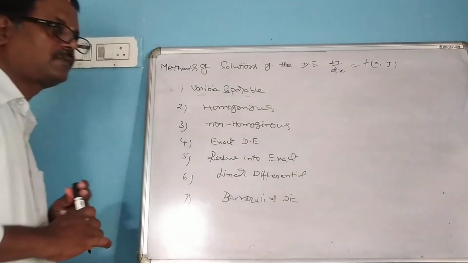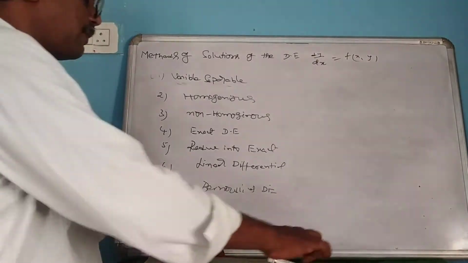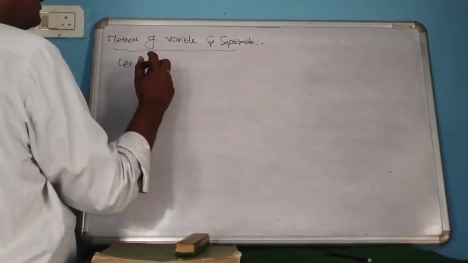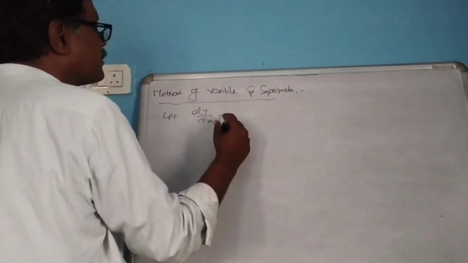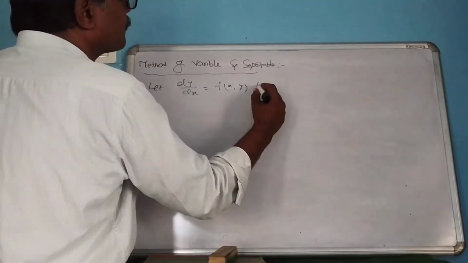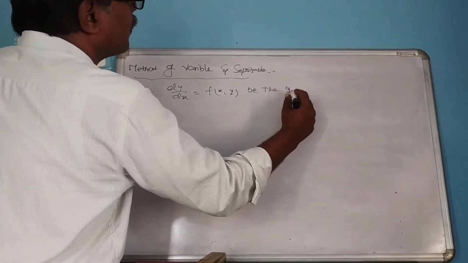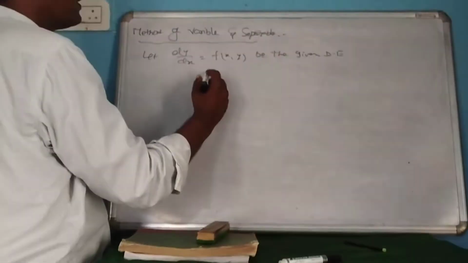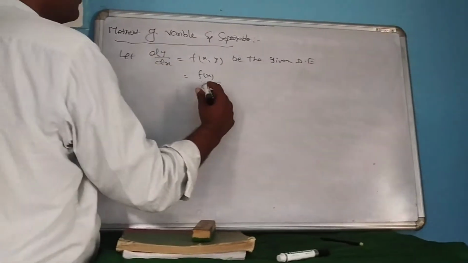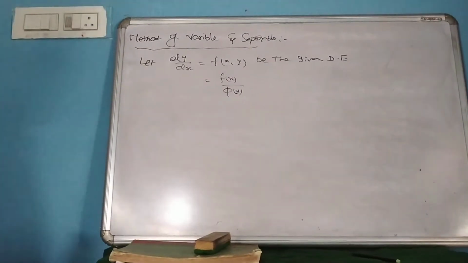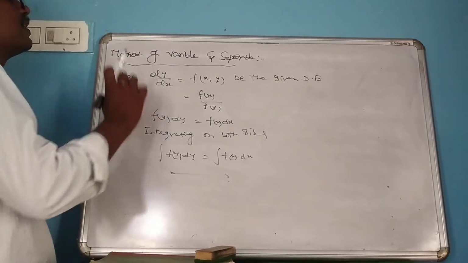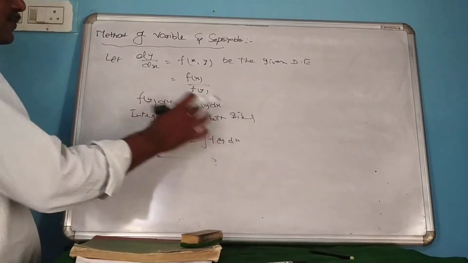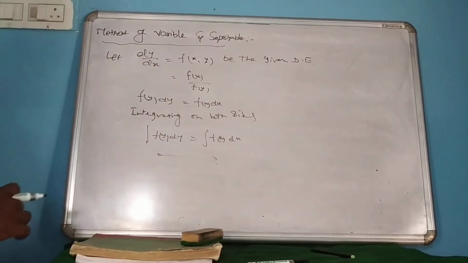First method. What is meant by variable and separable method? Let dy by dx is equal to f of x, y be the given differential equation. If this can be split like f of x by phi of y, friends, this is the method of variable and separable. The same variables we transfer to the same side with their derivative. Okay.